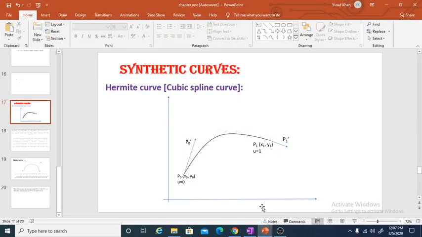Hi. At last lecture, we have seen the Hermite curve. So we can construct the Hermite curve by using this information: start point, end point, and the tangent vector. By using start point, end point, and tangent vectors, we have constructed the Hermite curve. Now we'll see another type of curve, that is the Bezier curve.